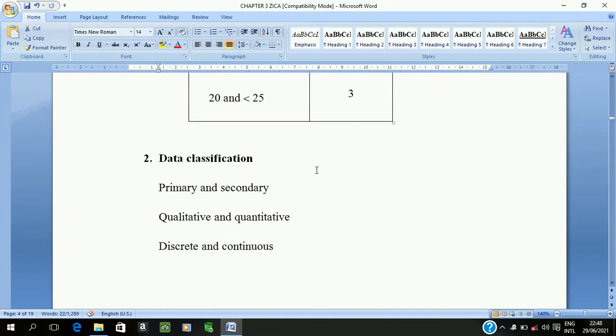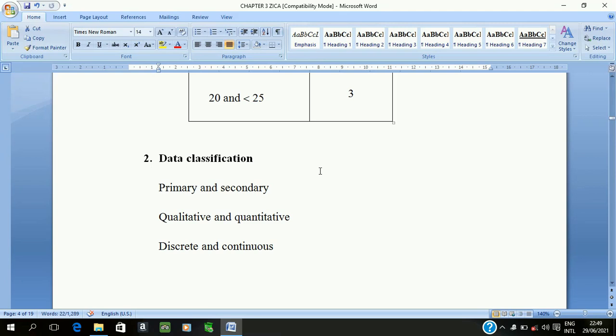Let's move on to the next thing, data classification. Under data classification, you have classifications such as primary and secondary data. Primary data is data that is collected for the original purpose of a survey. Secondary data is data that is used for purposes other than the original purpose for which the data was collected.